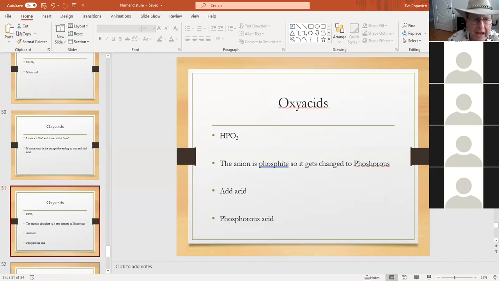If I have HNO2, that is nitrite. Drop the ITE, and it becomes nitrous. So HNO2 is nitrous acid.